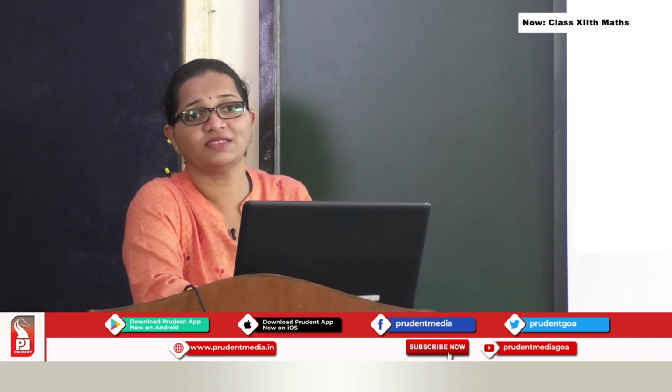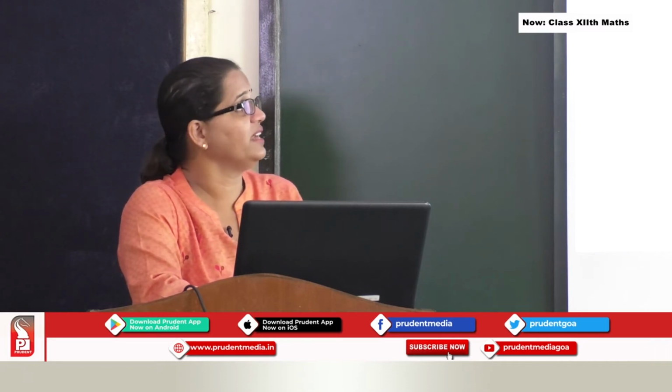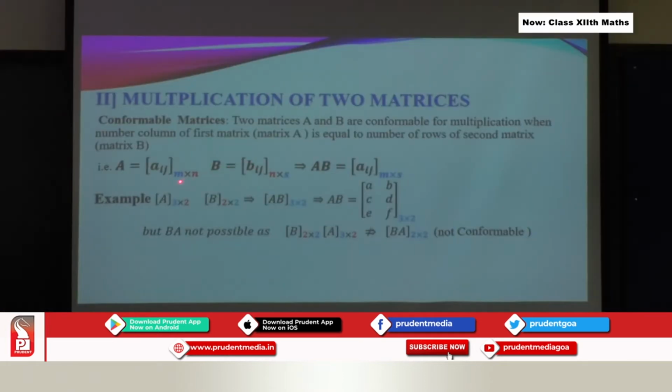Why is B into A not possible? Because B I need to take first. So you can see here n cross s and here I have m cross n. Now the number of columns of the first matrix is not equal to the number of rows of the second matrix. So it is not conformable and hence the matrix multiplication is not possible. Okay, let us talk about an example.